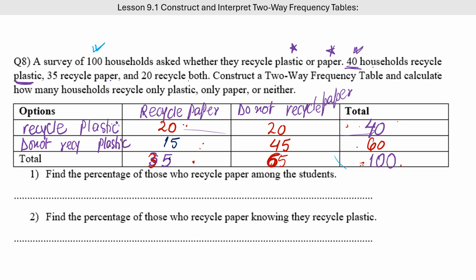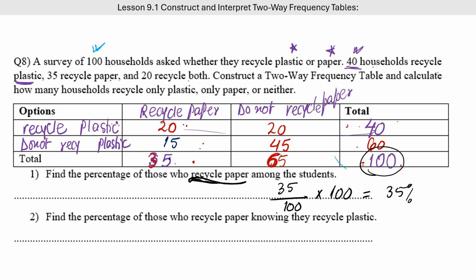Find the percentage of those who recycle paper, yani total of recycle. What is the total of recycle paper? It's those who recycle the paper. It's 35. Among the students, what is the total number of the students? It's 100. And then times, to find the percentage, we make it times 100 and it gives me 35%.